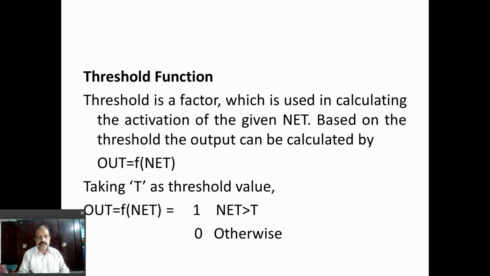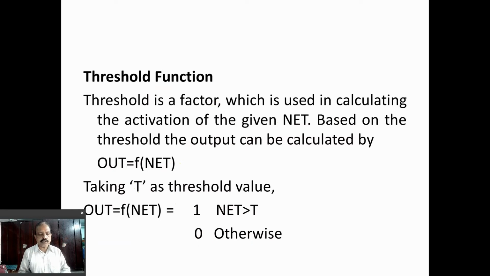In addition to this activation function, we have another function, which we call the threshold function. What is this threshold function? I'll tell you. Threshold is just like a factor which is used in calculating the activation of the given net, and based on the threshold the output can be calculated. So the output is equal to a function of this net. For example, suppose we take t as a threshold value. If the net output is greater than t, then the output will be 1. If it is less than or equal to t, then the output will be 0. For example, I give an example here.